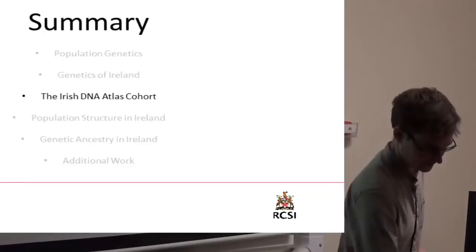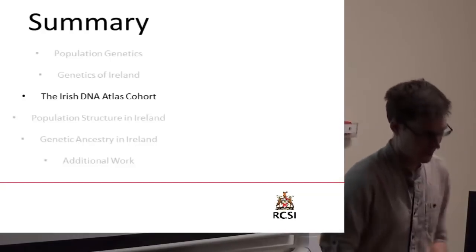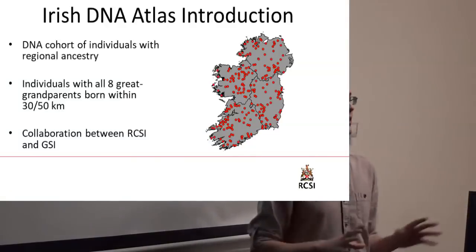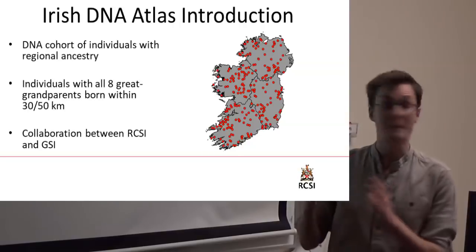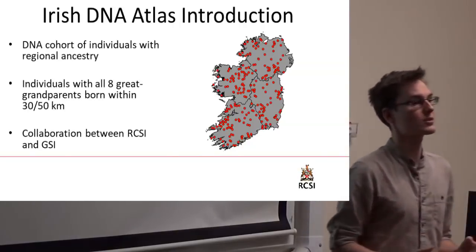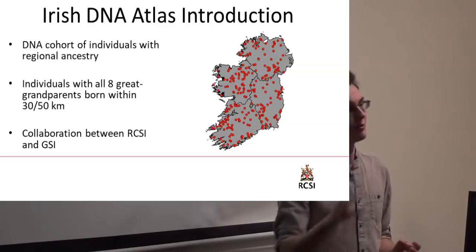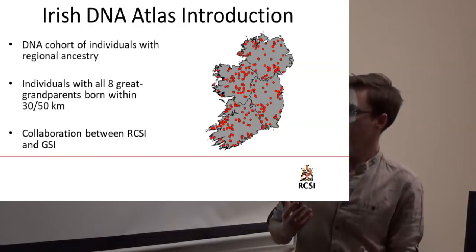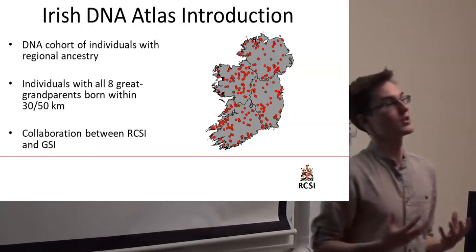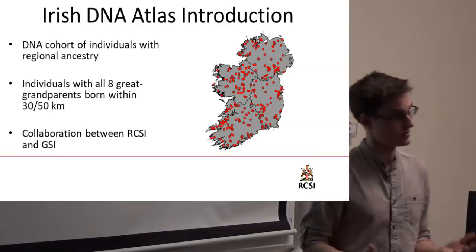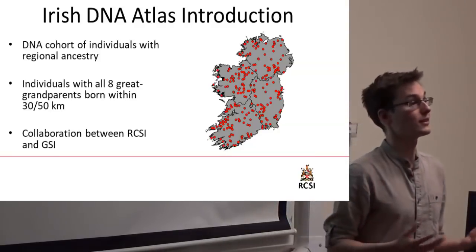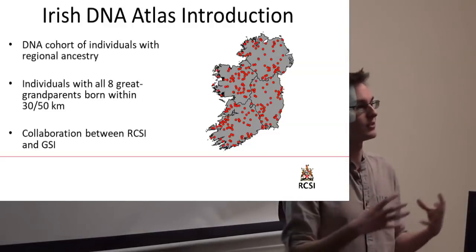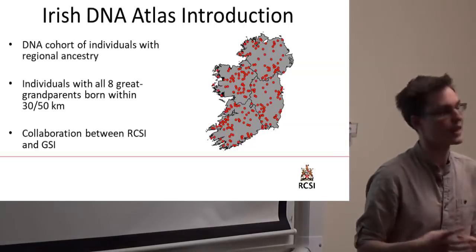Speaking of which, the Irish DNA Atlas is a DNA cohort of individuals with regional Irish ancestry. That's essentially it. What that means is that when we recruit individuals, they have to have all 8 of their great-grandparents born within the same region of Ireland, ideally within 50 or 30 kilometres. This is a collaboration between the Royal College of Surgeons and the Genealogical Society of Ireland, and it really is quite unique from around the world. There's no other cohort that combines this level of genealogical data as well as genetic data together.